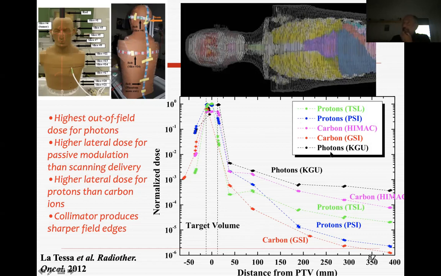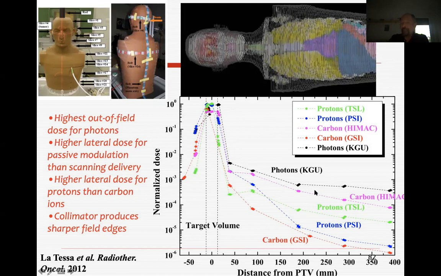Different treatments were used. Protons in Uppsala, the green, are passive scattering. Protons at PSI in blue is pencil beam. Carbon at HIMAC is passive scattering. Carbon at GSI is pencil beam. And photons in Frankfurt, this is 25 megavolt photons. So they have a large, you see, it's the worst somehow in terms of stray radiation and photoneutrons.